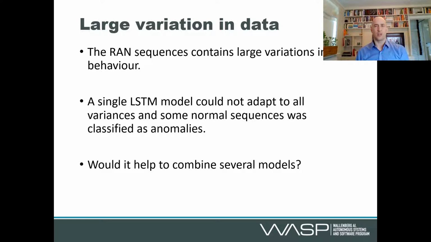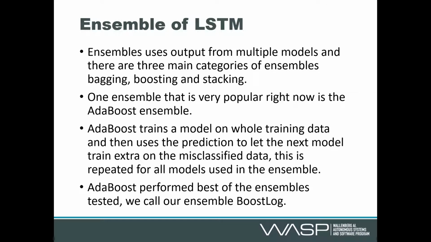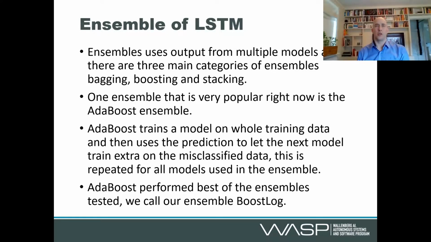Since RAN sequences contain large variations due to the many concurrent threads, it seems that the model gets problems where the variance increases. But in large variance cases, it's often useful to use multiple models that can help each other classify the behavior. Instead of using one single model to predict output, ensembles use output from multiple models, and there are three main categories of ensembles: bagging, boosting, and stacking.